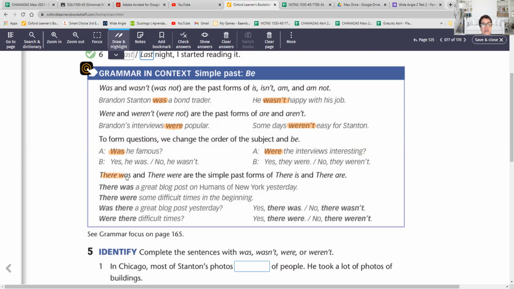There was and there were are the simple past forms of there is and there are, okay? So let's see some examples. Manu, can you please read the examples for us here?